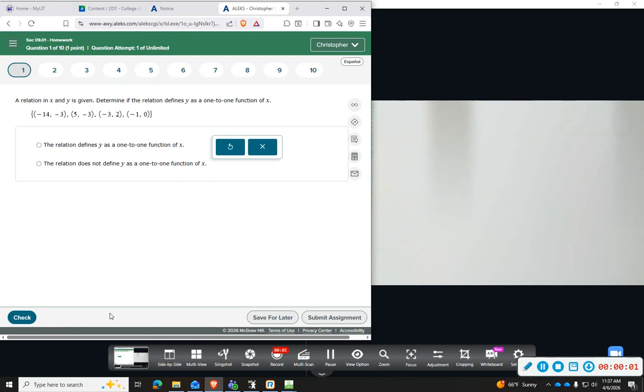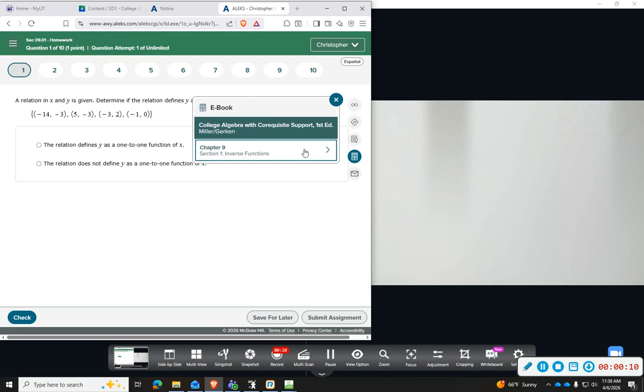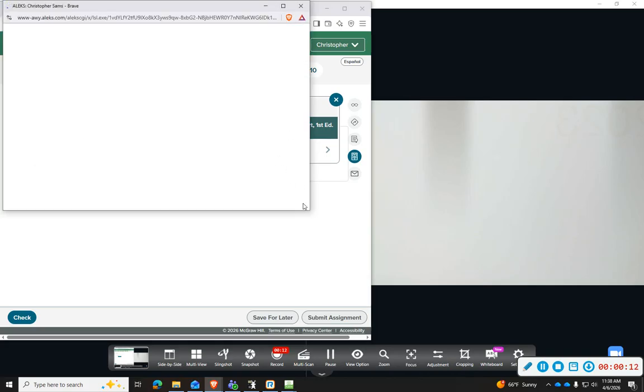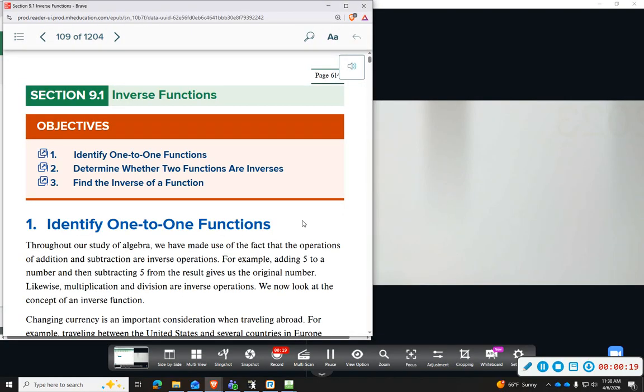Alright, today we're going to be looking at 9-1 homework. This is inverse functions. Before we jump in, I wanted to go through the textbook, just to remind you that you want to spend some time going through the textbook, looking at the definitions, as I'm mainly making videos and showing you how to solve the problems.